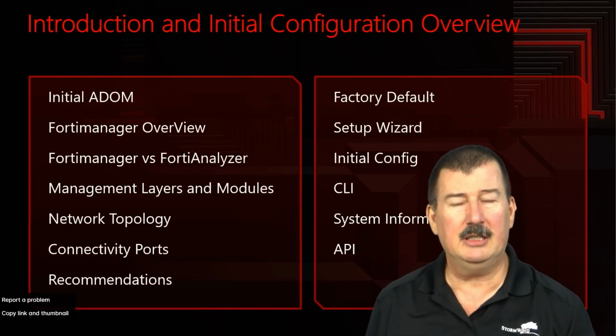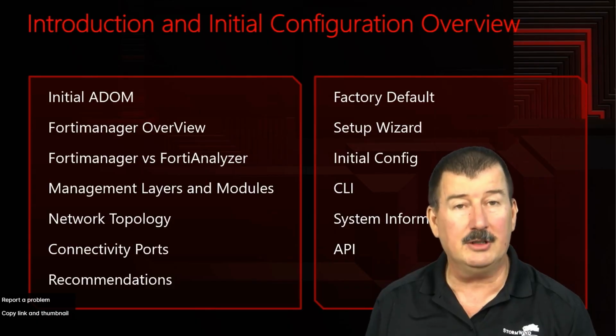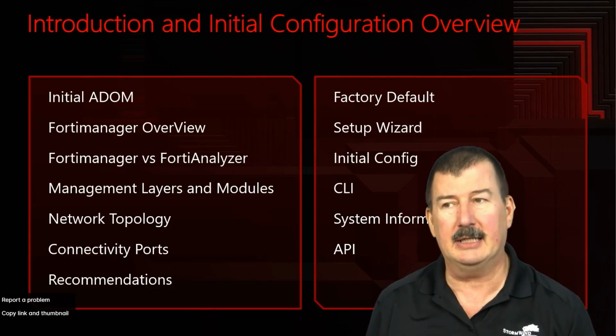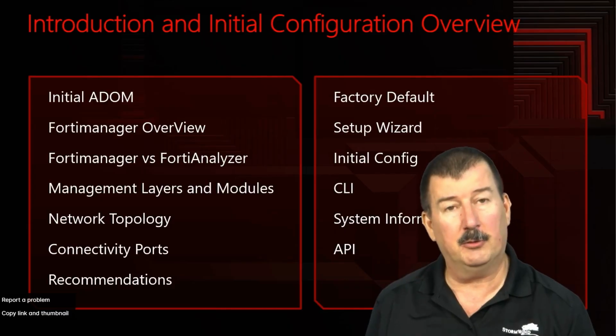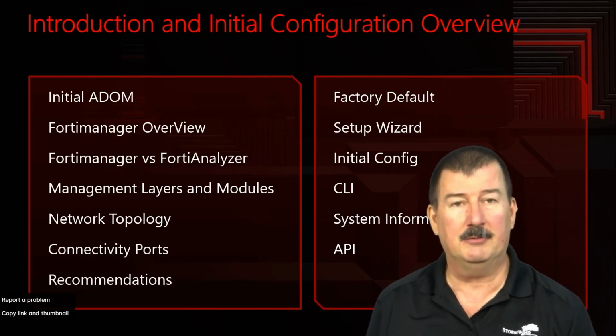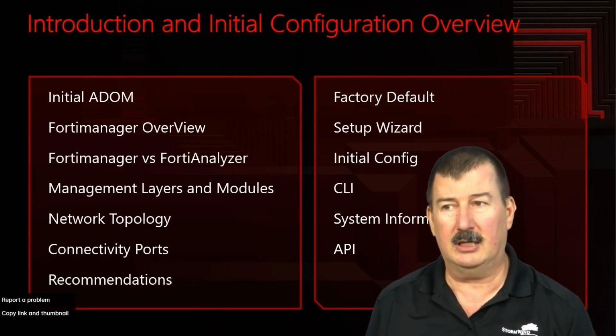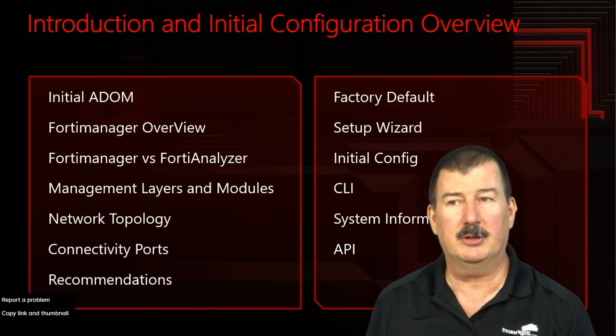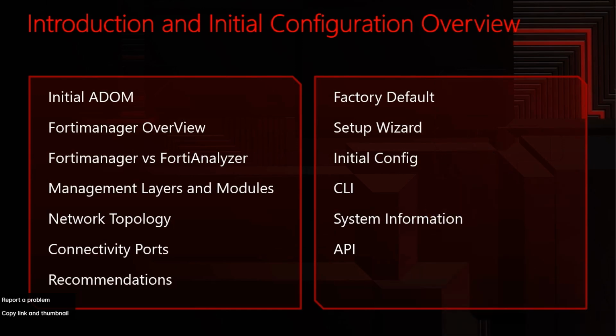Now, some of the initial overview: initial ADOMs, your administrative domains. Your FortiManager overview: what is FortiManager? What does it do? What are its capabilities? Why do we need it? What's the difference between FortiManager and FortiAnalyzer? Why do you want to have a manager and FAZ? What are some of the different scenarios between that? Some of the management layers and modules, the network topology, your connectivity ports. There are some definite recommendations out there for us. There are some factory defaults that the setup wizard will use. We'll look at your initial configuration, some CLI options, look at some of your system information, and talk about some APIs.